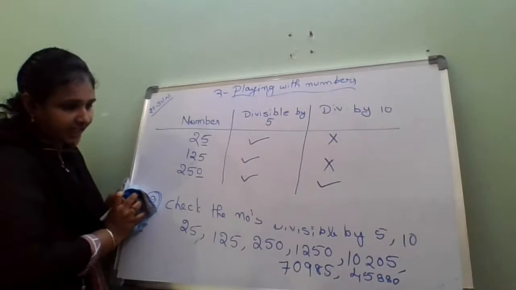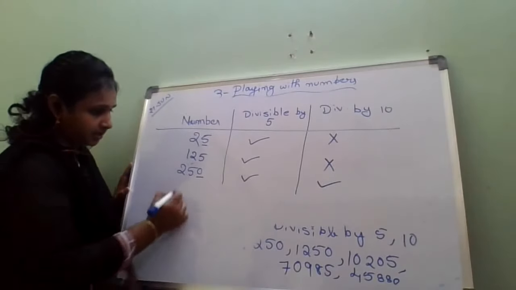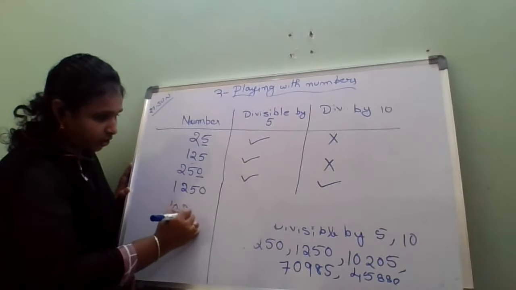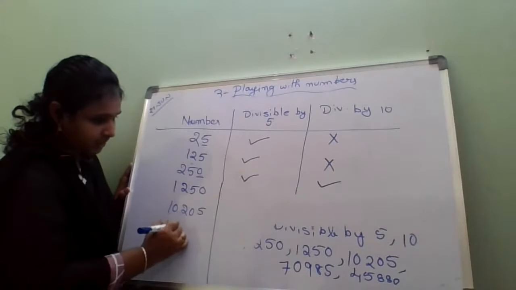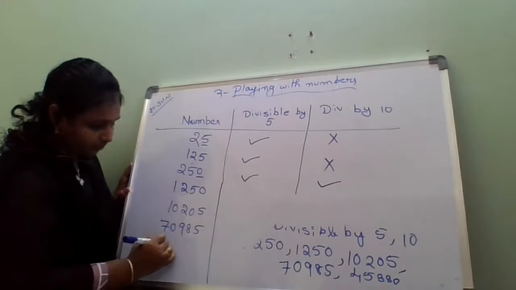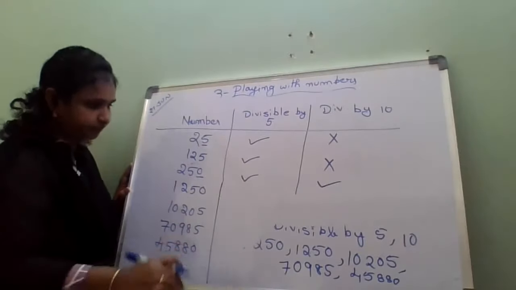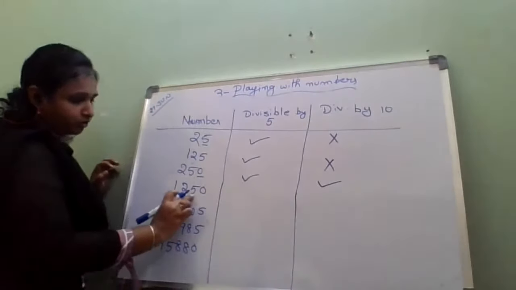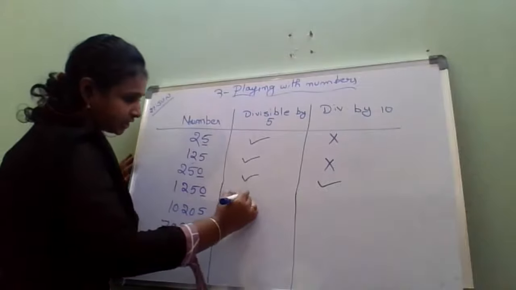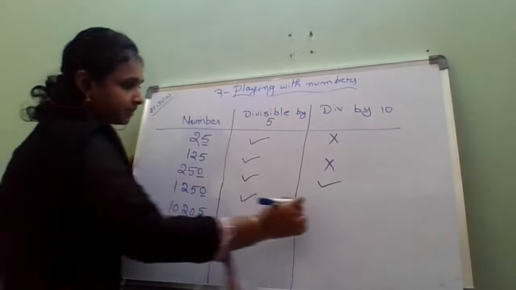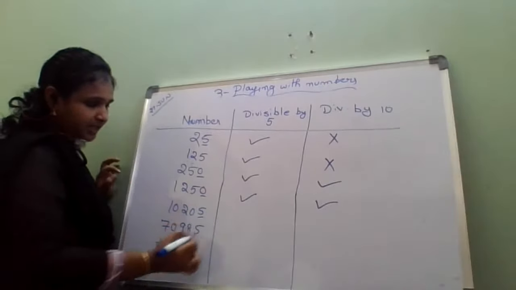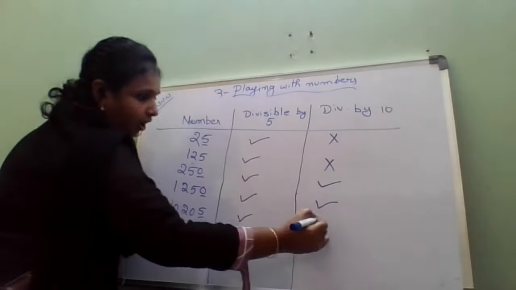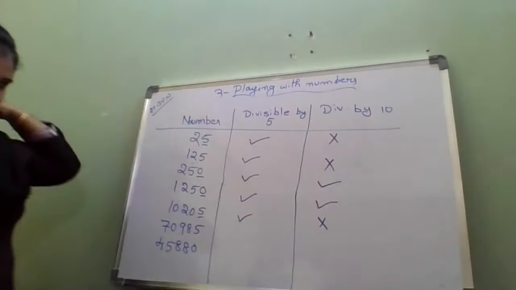Next we will take 1250, 10205, 70985, 45880. So 1250, in ones place 0 is there, so this one is divisible by 5 and this one is divisible by 10. In ones place 5 is there, so this one is divisible by 5. But this one is not divisible by 5.